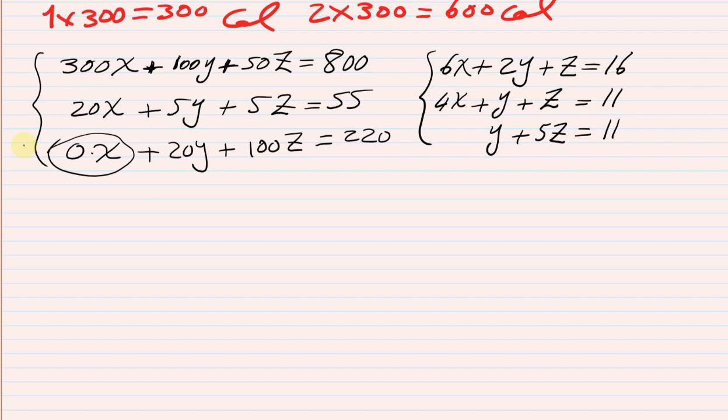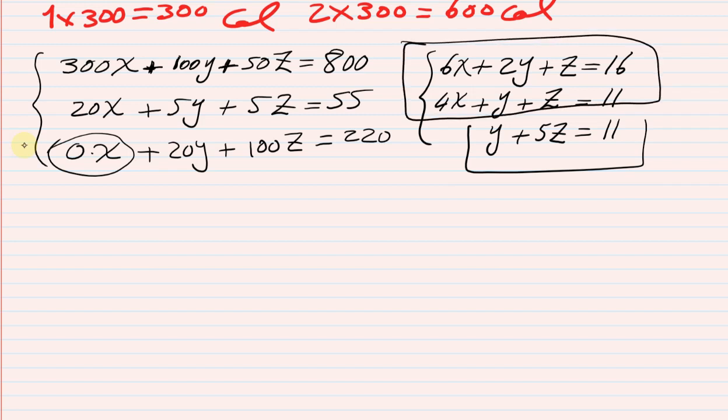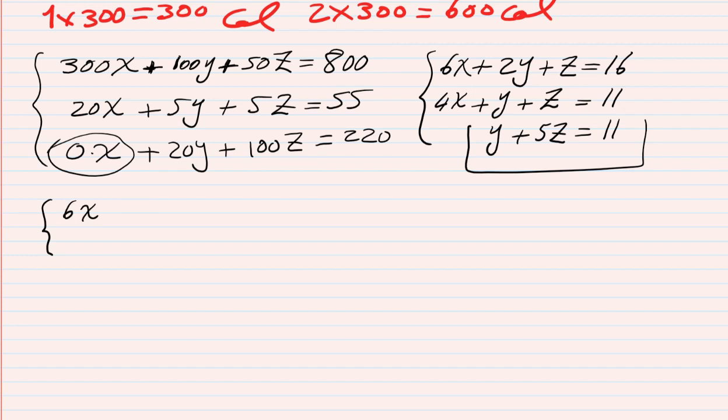Notice, by the way, and now we're about to solve this, if you look at this equation, it's already solved for y and z. There's no x in it. So let's pair these two equations together, the first two equations, and eliminate x. Let me first write them, pair them together, and see how we're going to do this. So I have 6x plus 2y plus z equals 16. 4x plus y plus z equals 11.